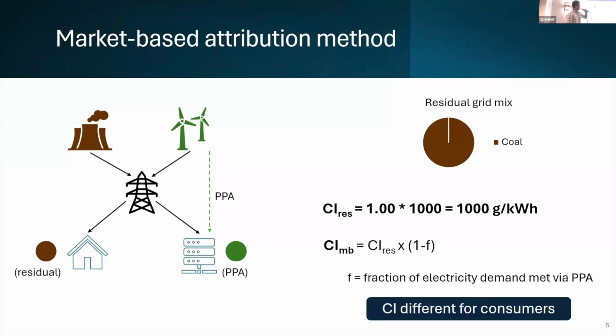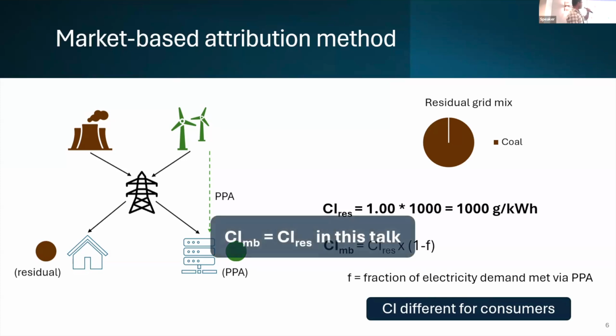As you can see, it's different for different consumers because it depends on this fraction of electricity demand met by PPA. For any consumer that does not have PPAs, this F is zero, and so their market-based carbon intensity is essentially the residual carbon intensity. In this paper, we have analyzed only consumers without PPAs. So when I refer to market-based carbon intensity, it is essentially CI_RES, or the residual CI.